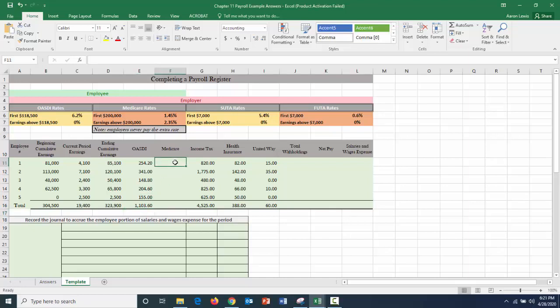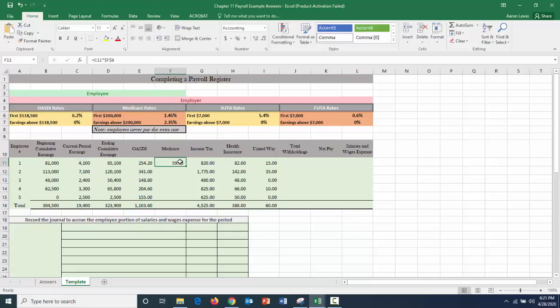For Medicare tax, it's 1.45% of an employee's first $200,000 in earnings and 2.35% thereafter. Well, as we can see from our ending cumulative earnings over here for each employee, no one's close to going over $200,000, which means each person is going to have to pay 1.45% of their current period earnings for Medicare taxes. So we can just take current period earnings and multiply it by 1.45%.